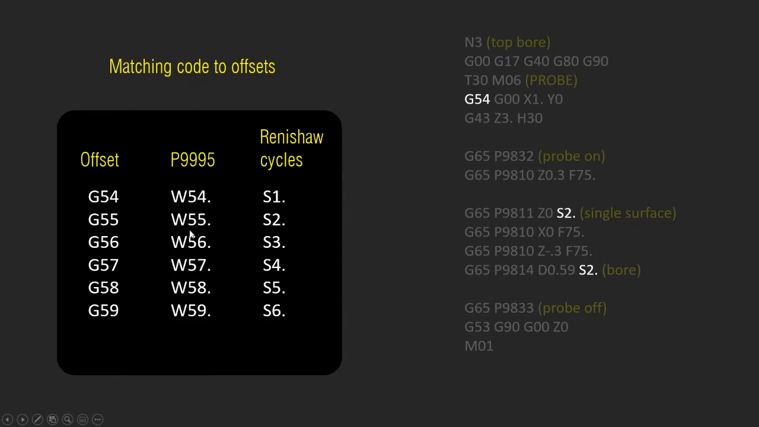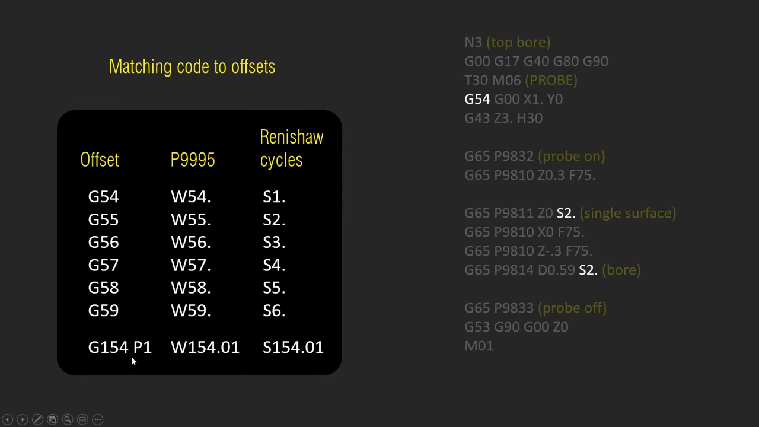Okay, so this is the 54 through 59, and you're probably familiar with it. You have more work offsets than that, and currently what's commonly used is the G154 with the P, and I had that in my earlier examples.